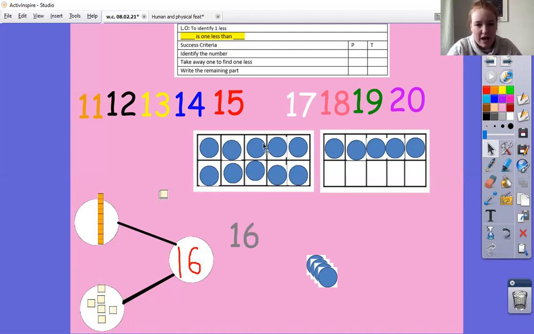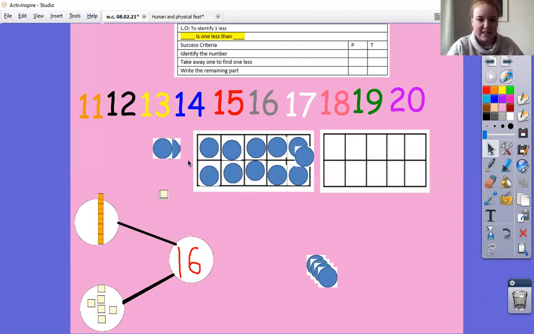Okay, last number I'm going to look at, let's move these out of the way. I need my 10 because I can see I'm doing all 2-digit numbers.